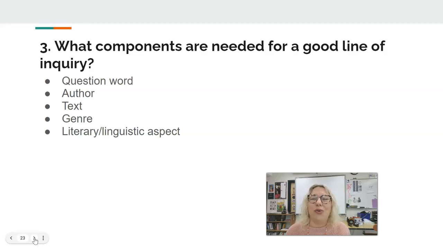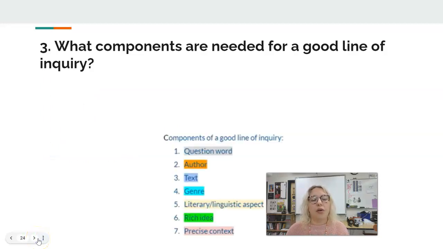This is authorial choice. There's a lot of different labels for this, but this is basically how the piece works to create meaning. You need a rich idea, something about theme or topic that is really interesting in and of itself. You also need some precise context. Okay, so here are those 7 items again. And I'll show you a sample line of inquiry that uses them, and it's highlighted according to each component.